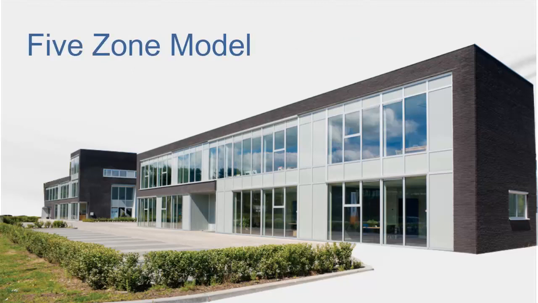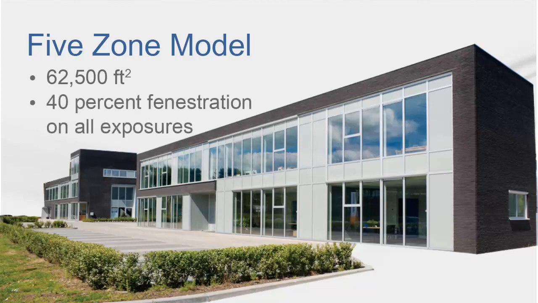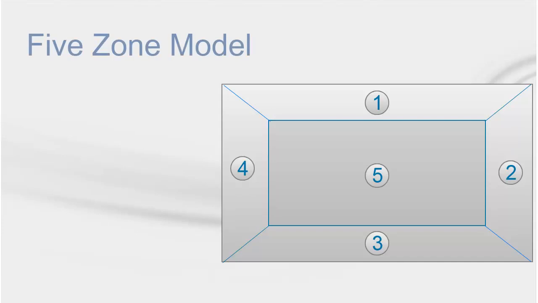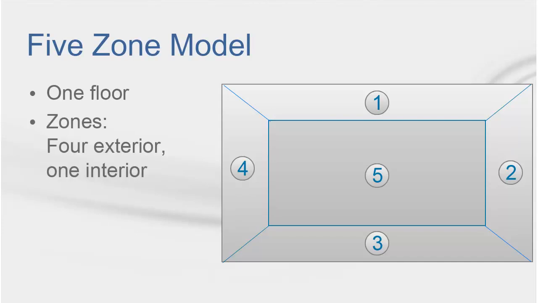Using Trace's new file wizard, we can create a 5-zone office building located in La Crosse, Wisconsin that is 62,500 square feet and is 40% glass on all exposures. The building will be one floor with 4 exterior zones as well as one interior zone with an internal geometry of 12 feet for floor-to-floor height. There will be standard office internal loads, and the construction will be better than the Section 5 minimum insulation values for walls and roofs, as well as the minimum glazing performance in ASHRAE 90.1 2010.